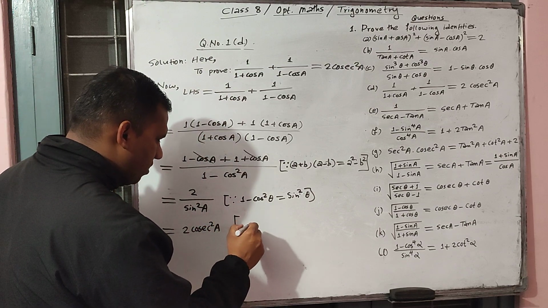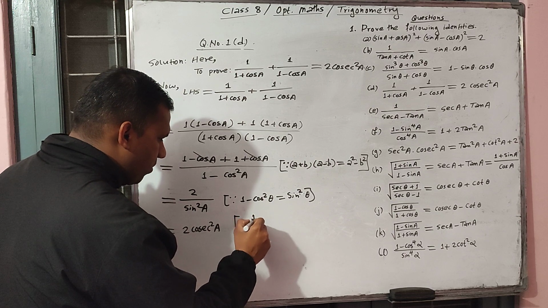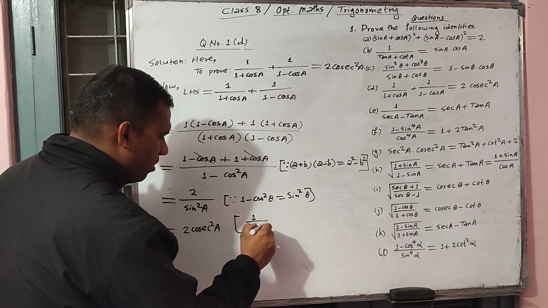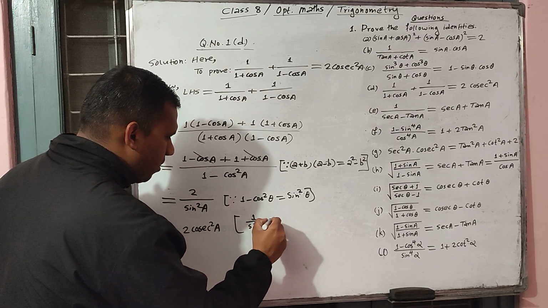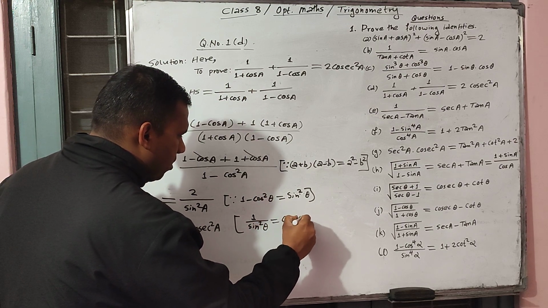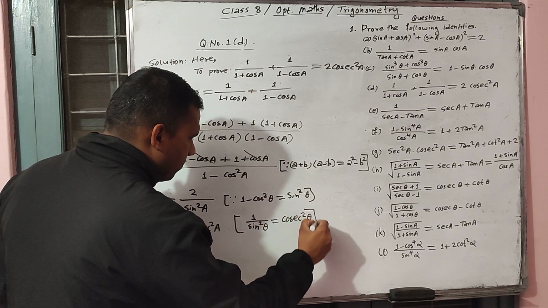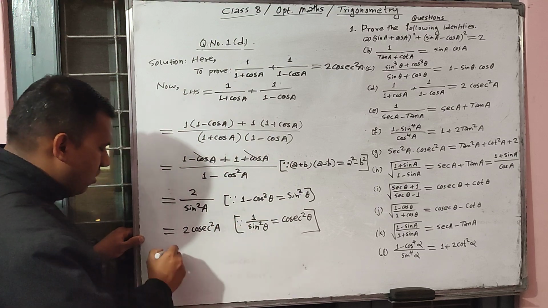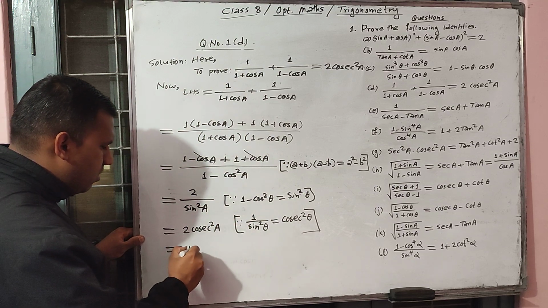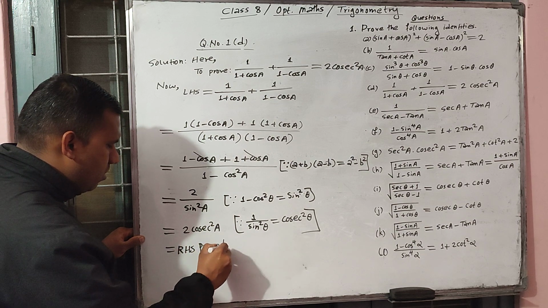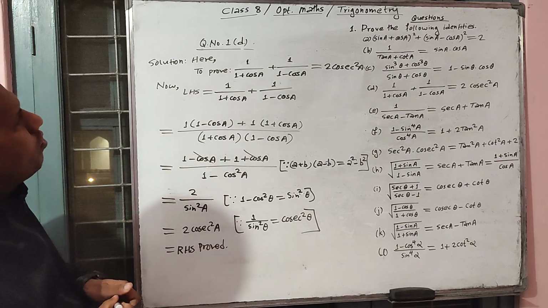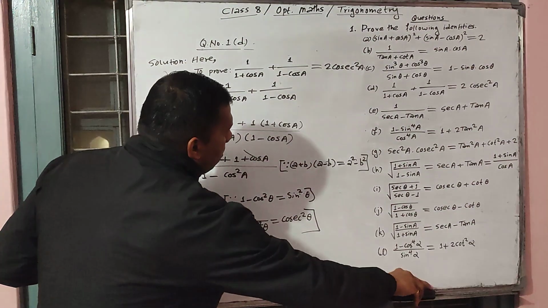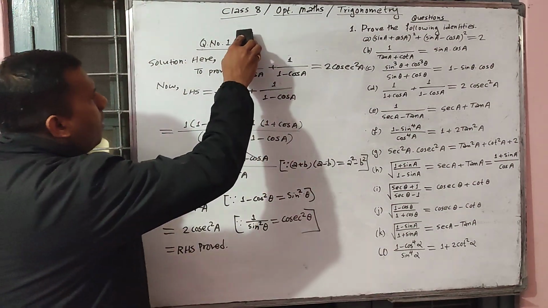You know that 1 upon sin square theta equals cosec square theta. This equals RHS. Okay students, now we go to the next question, 1a.